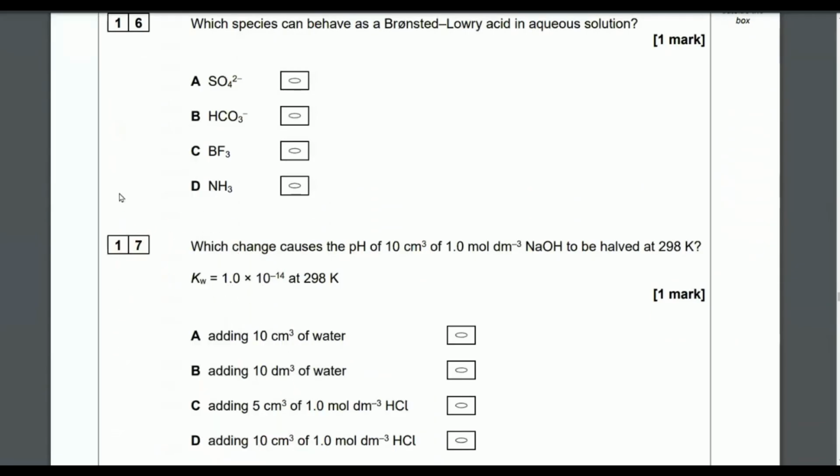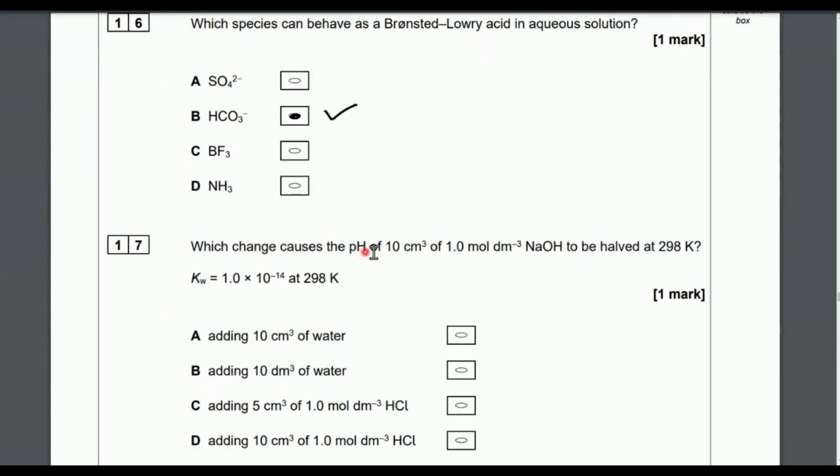16 and we got 17 and they fit on the same page. Which species can behave as a Bronsted-Lowry acid in aqueous solution? So the answer here is who can possibly give up some hydrogen? And the answer here is hydrogen carbonate. It can still go down to just carbonate ions. It can dissociate and release another hydrogen ion. Let's go down to 17.